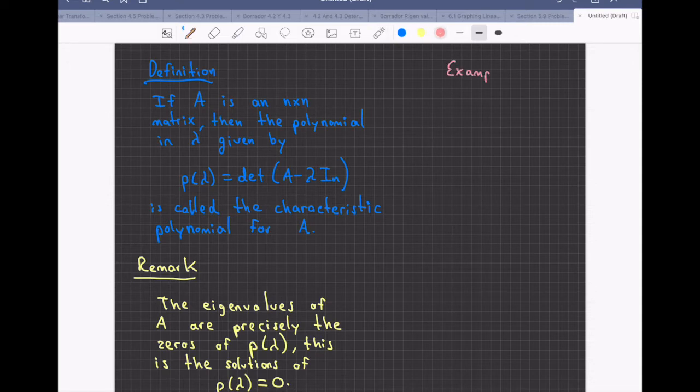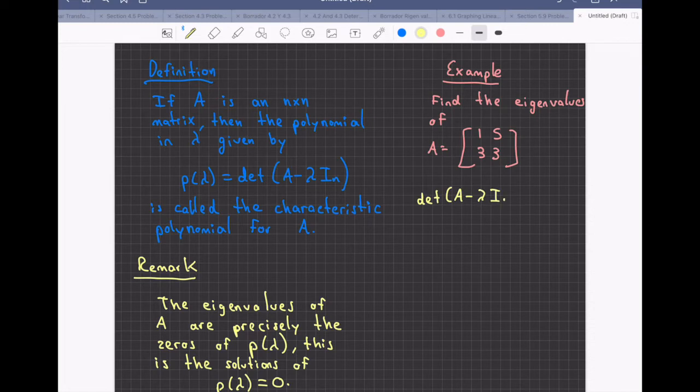So another example, find the eigenvalues of A equal to 1, 5, 3, 3. So again, we compute the determinant of A minus lambda, in this case, the identity matrix with size 2, because this has size 2 by 2. And as I have mentioned before, this is going to be the same matrix here, but for all the elements in the main diagonal, subtract lambda. So this is going to be 1 minus lambda, 5, 3, and 3 minus lambda.